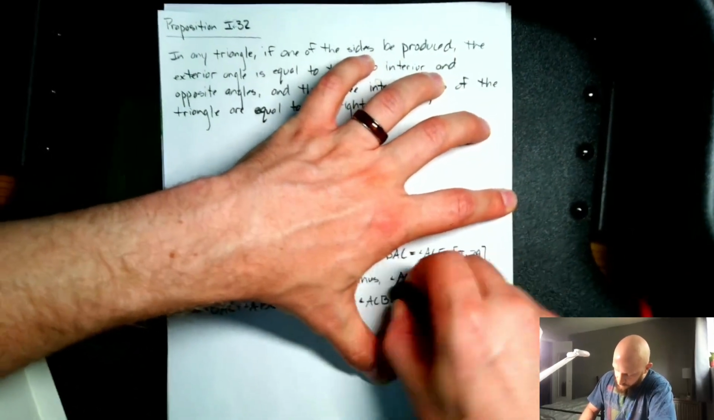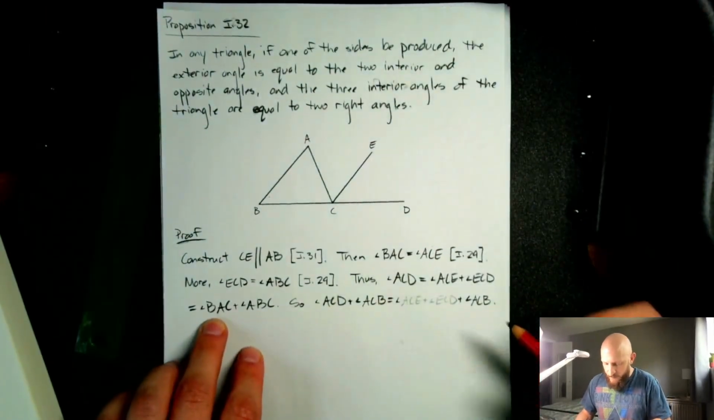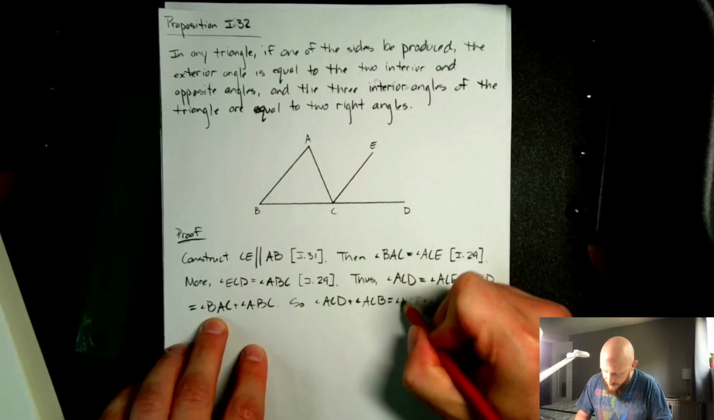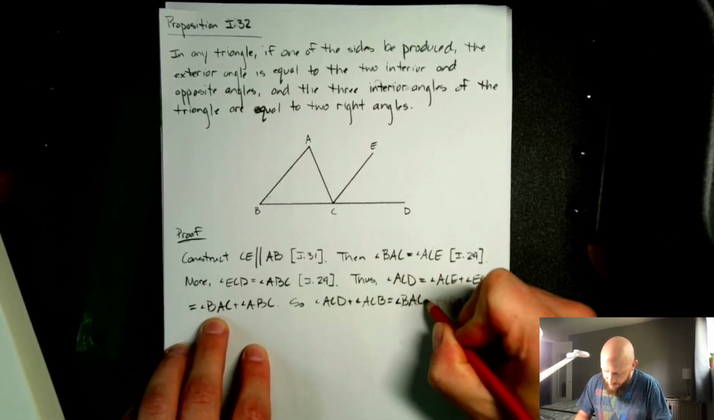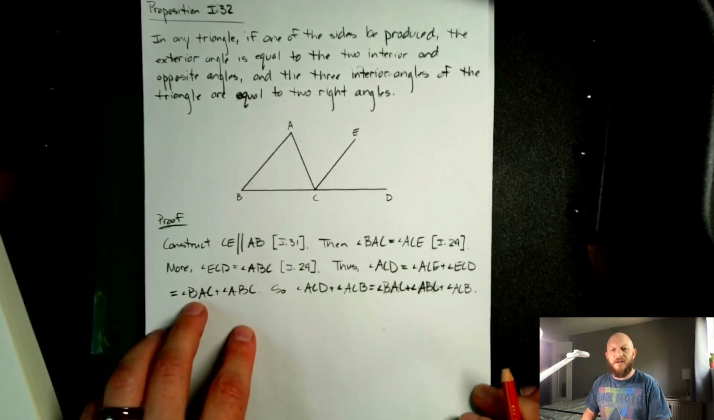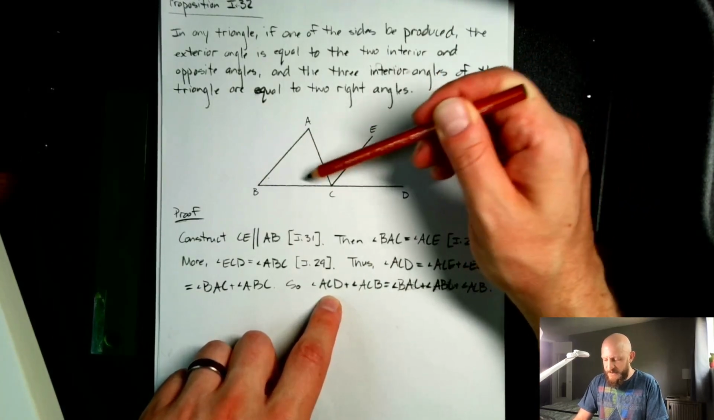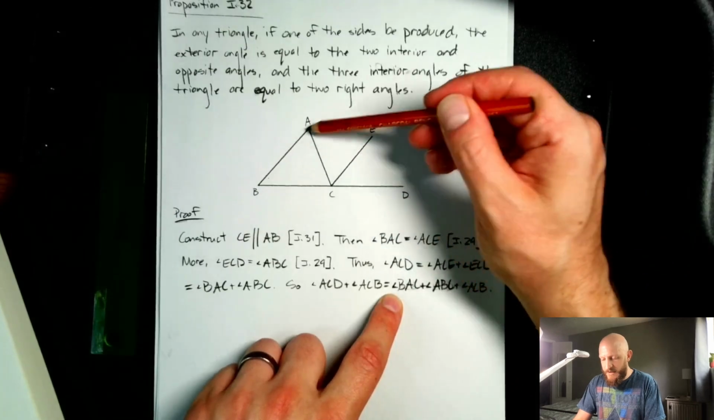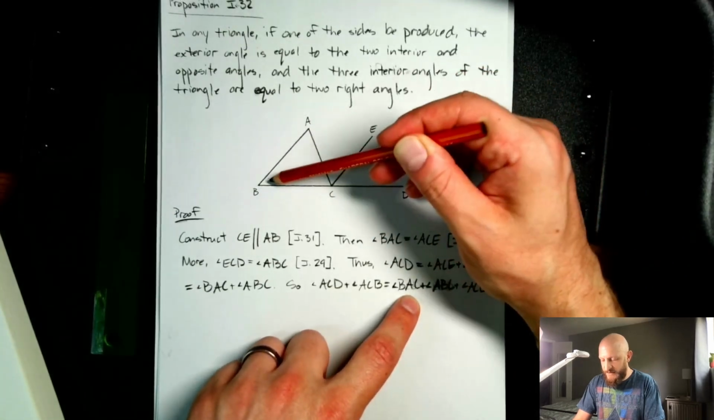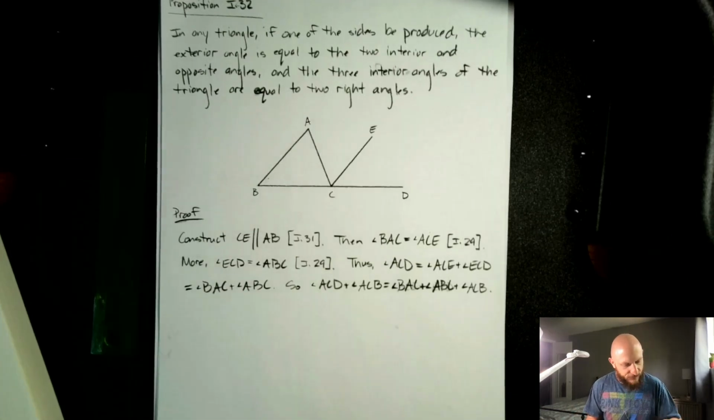I meant to write what they're equal to, because angle ACE is equal to angle BAC. Sorry, I know that's confusing, and now I'm having to write over my own writing. It's ugly. So ACD plus ACB is equal to BAC plus ABC plus ACB. The right-hand side is the sum of the interior angles.